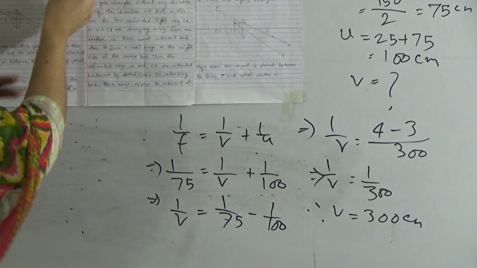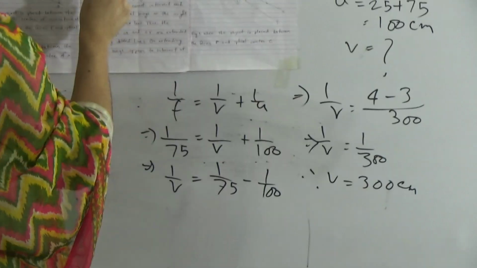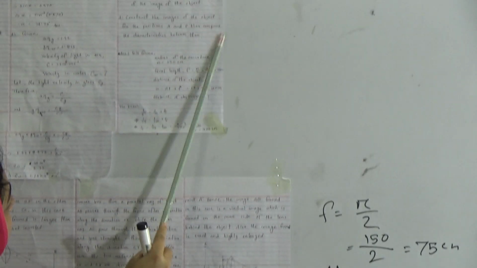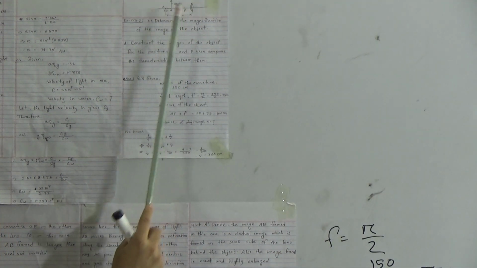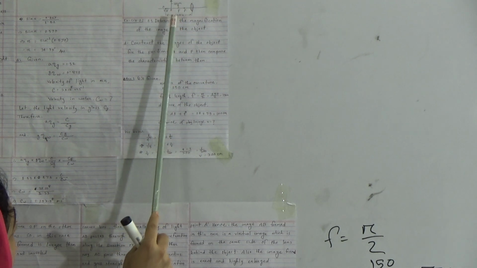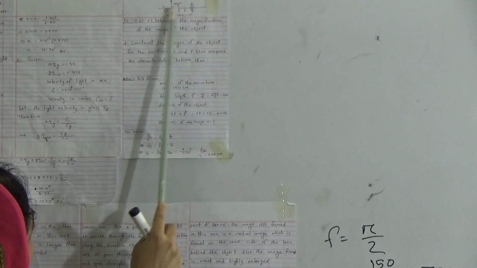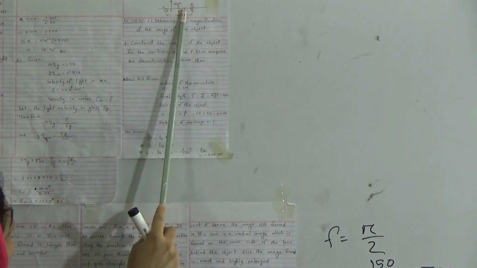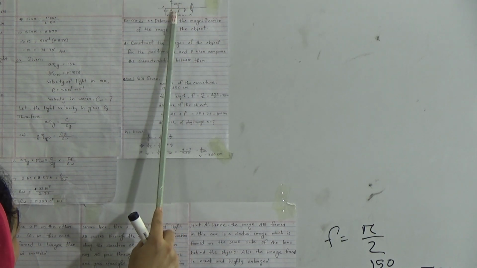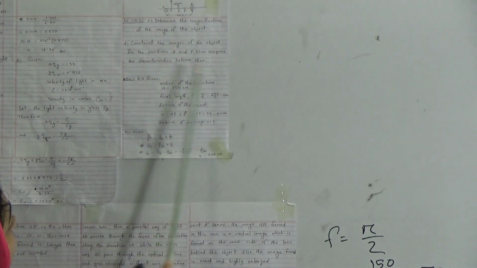Now come to question number D. Construct the image of the object for the positions A and P, then compare the characteristics between them. My dear students, we have to draw the two figures. First the object at position A, and in another figure, the object will be situated at position P, then compare the characteristics between them.